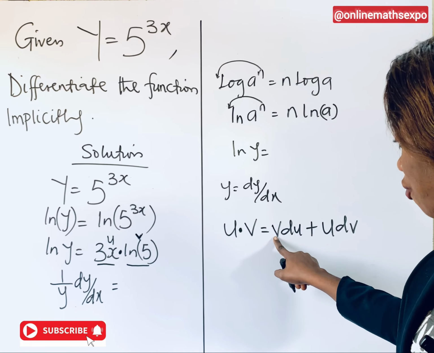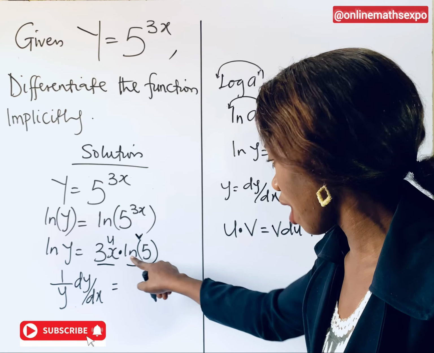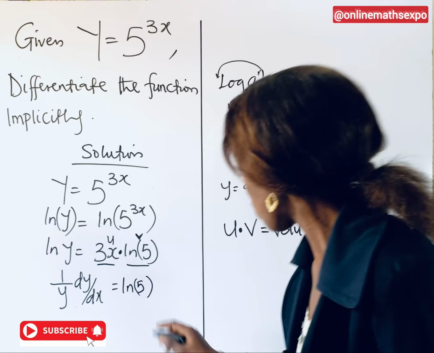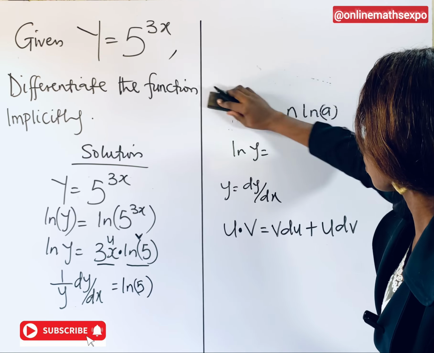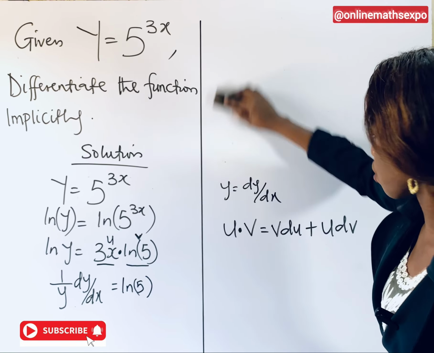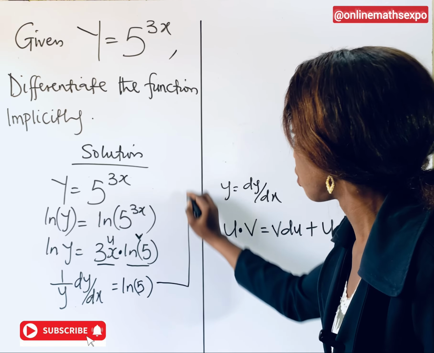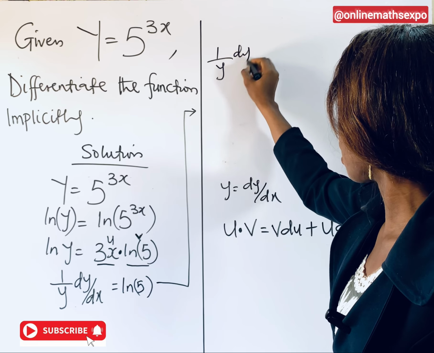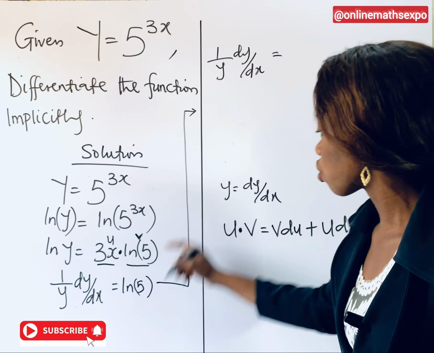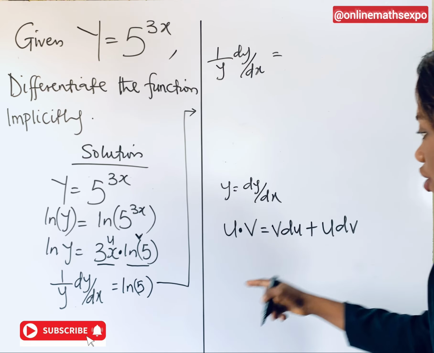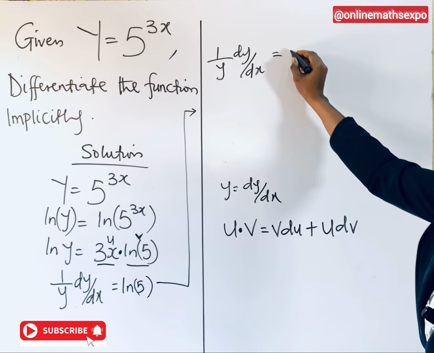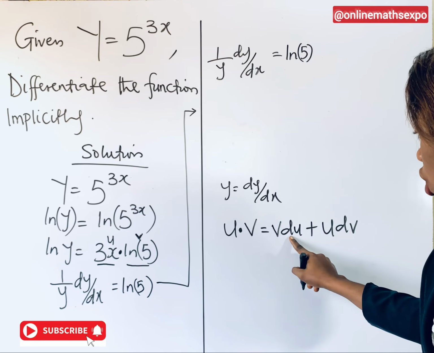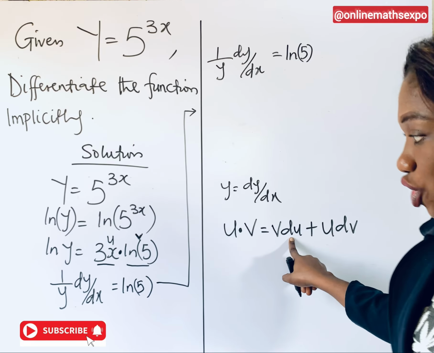So we're going to have v, our v is ln 5. So we're going to have ln 5, okay? So we can take it up now. So this is going to give us, let's take this up. So we're going to have 1 over y dy dx is equal to, we're applying this. So we have v is ln 5. So we have ln 5, okay?